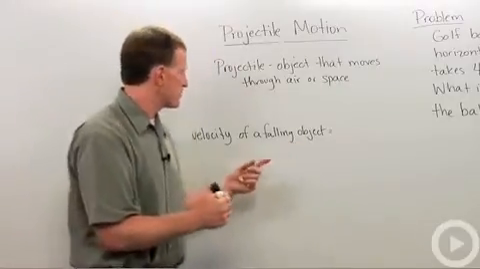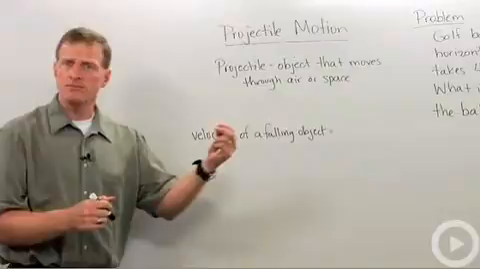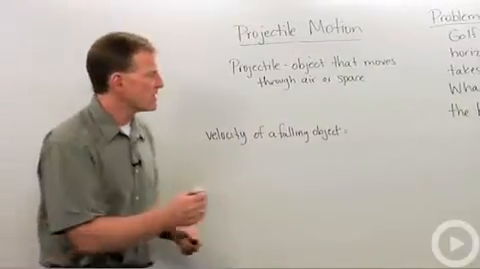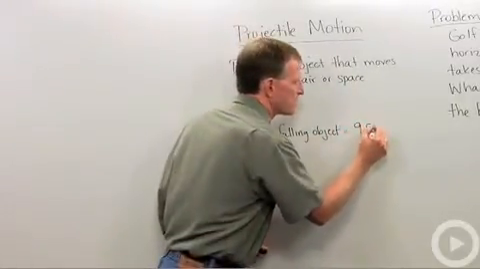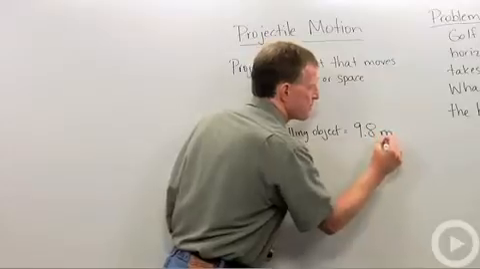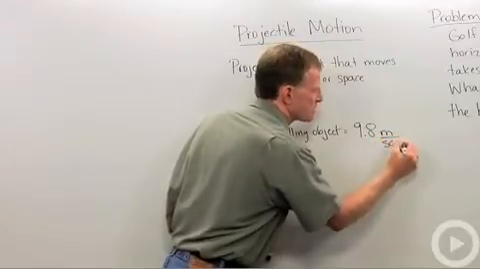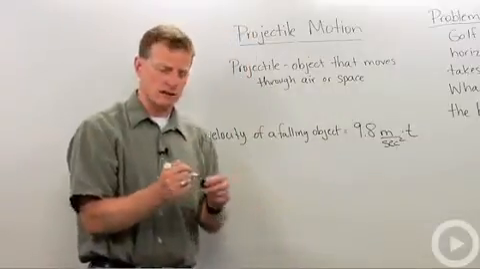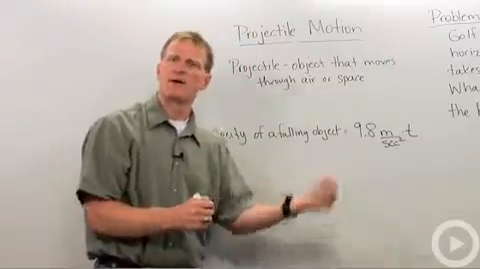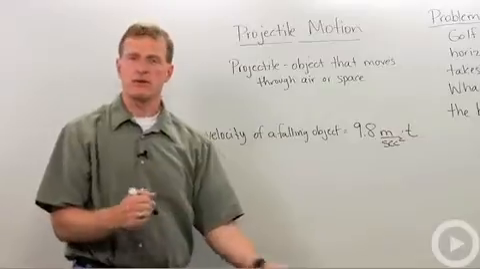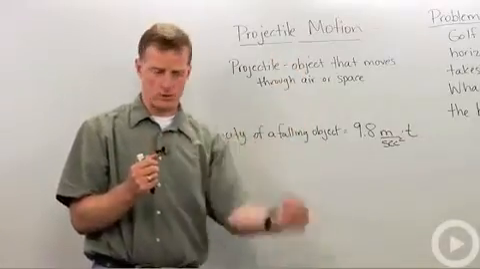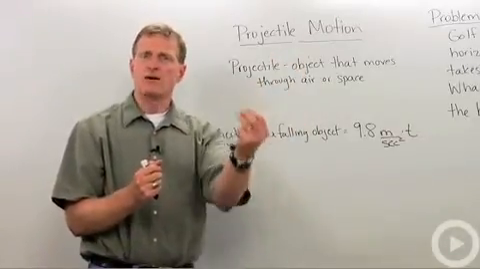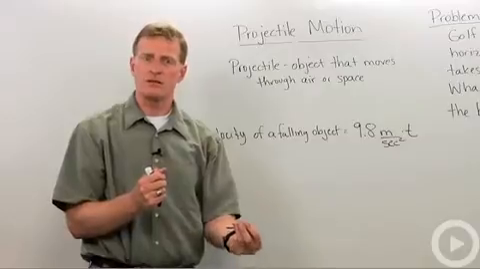And just to review, the velocity of a falling object under the force of gravity is equal to 9.8 meters per second squared times time. So that's how we can calculate the velocity at any given time after an object is released. And whether it's moving horizontally or dropping straight, that vertical velocity will always be the same.